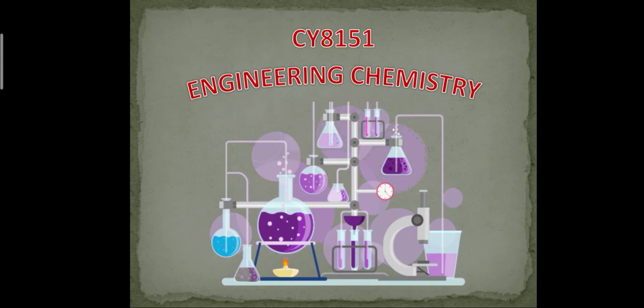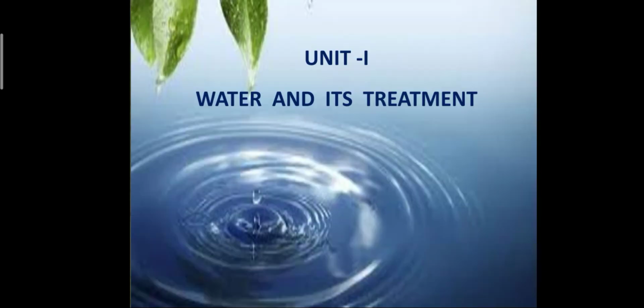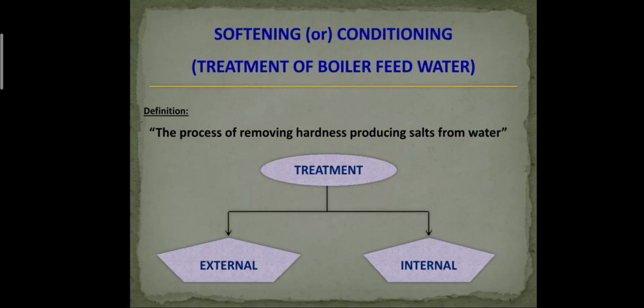In this video, I am going to explain the topic ion exchange process from the subject engineering chemistry under the unit water and its treatment. Before entering into the topic, we need to know about the term softening or conditioning. The process of removing hardness producing salts from water is known as softening or conditioning of water. It can be done by external and internal conditioning methods.